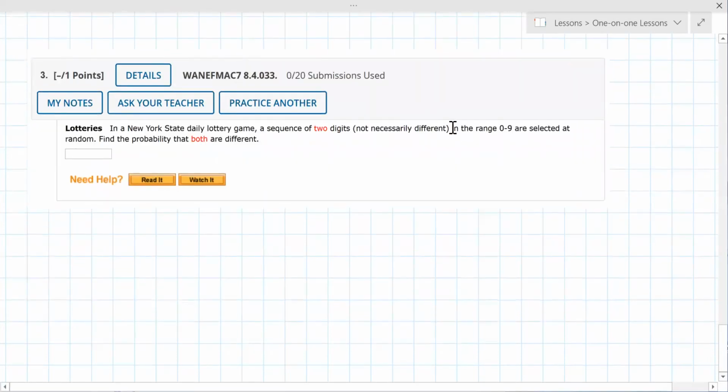Okay, in a New York State daily lottery game, a sequence of 2 digits, not necessarily different. So they're saying that you could get 0099 or whatever. Find the probability that both are different. Okay. So like we know that here there's 2 numbers. This is the top number and the bottom number. So the total number of numbers in the sequence here, there's 10 that can be first and 10 that can be second.